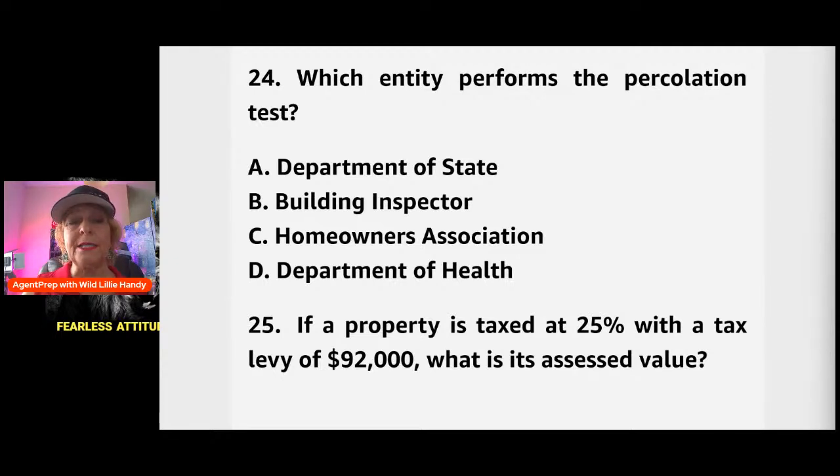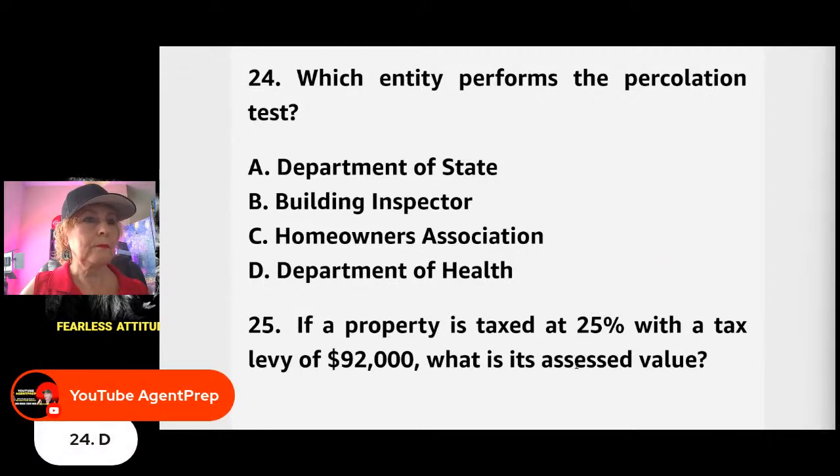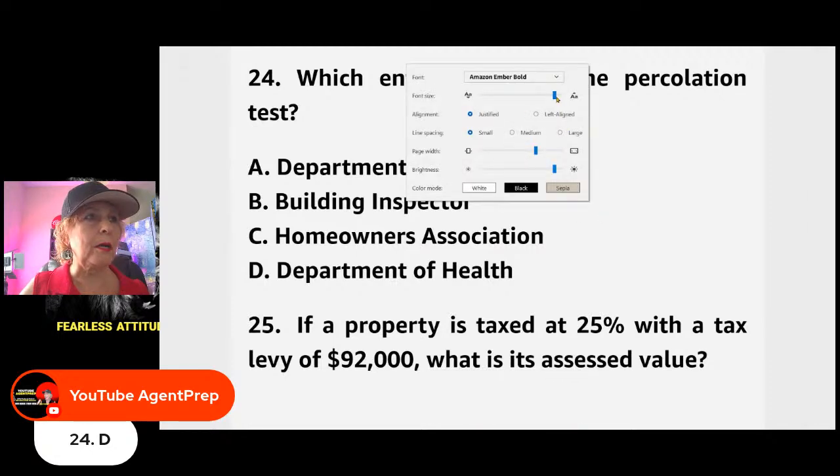Number 24, which entity performs the percolation test? A, Department of State, B, Building Inspector, C, Homeowners Association, or D, Department of Health? So we've got 24D, that's correct, Department of Health. Awesome. Moving right along.